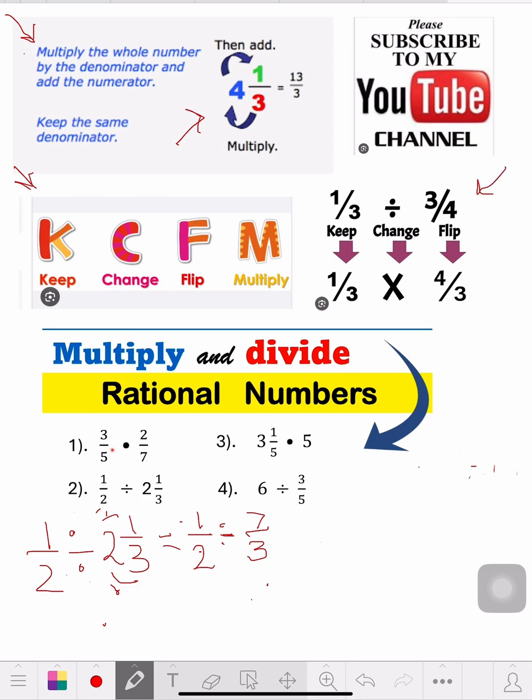You see, you keep the 1/3. So I'd keep the half. I'd change the sign to a times, and I'd flip the other one. So let's see what this comes out to be. It'd be 1/2. I changed the sign, so I'm making it a times now instead of division. And I flip this to 3/7. And then multiply. So to multiply, you just go straight across, remember?